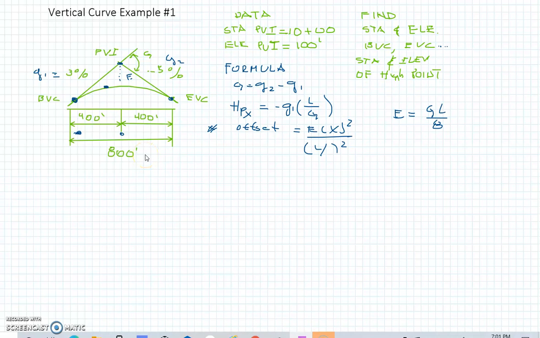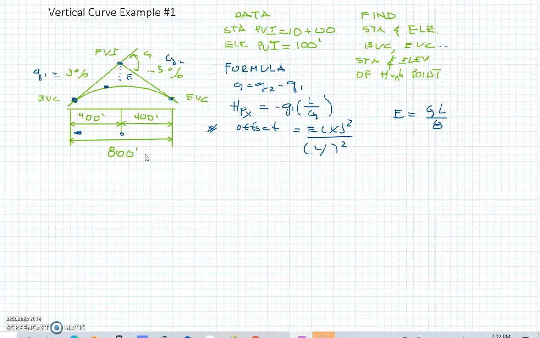Hello, in this video I will show you how to calculate the elevation and stationing of the beginning of the vertical curve and the end of the vertical curve, and also find the station and the elevation of the high point. I give you this data. The station of the PVI is 10 plus 0, the elevation at the PVI is 100 feet.